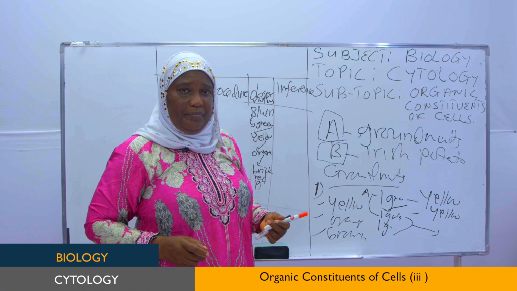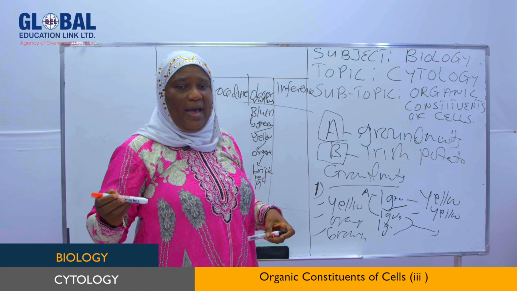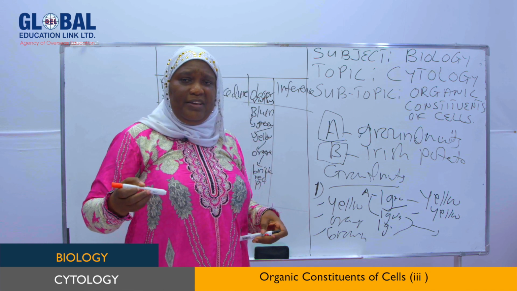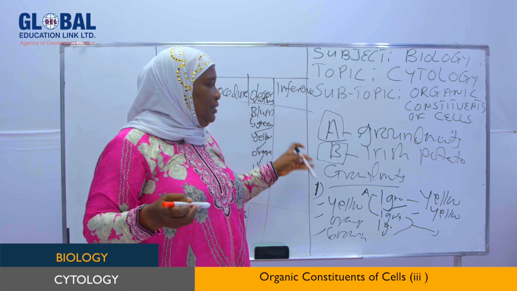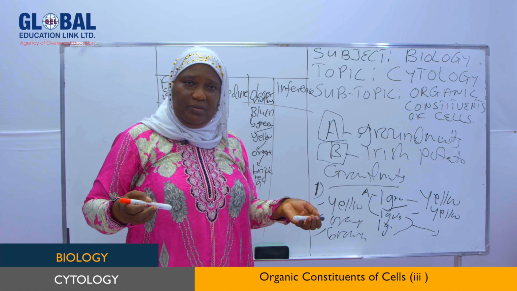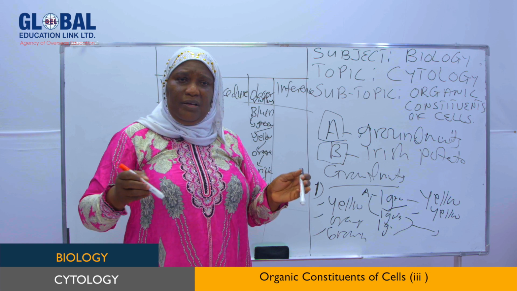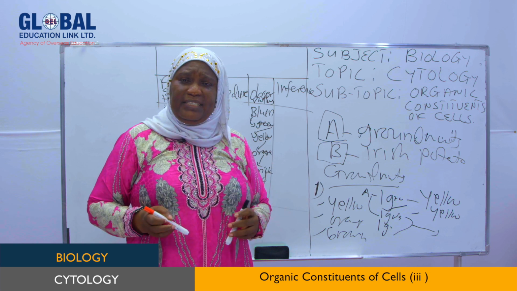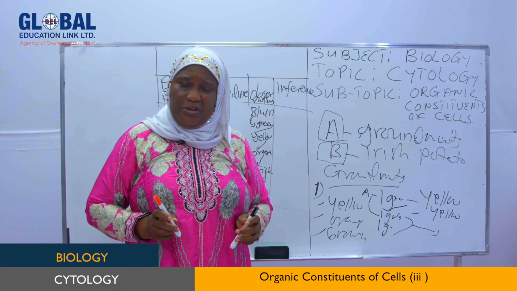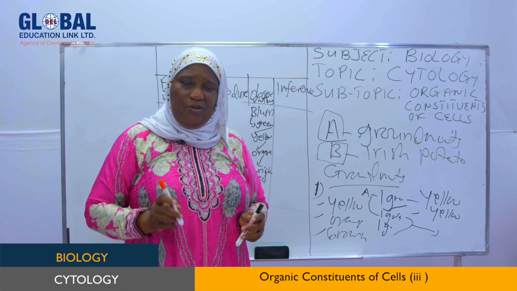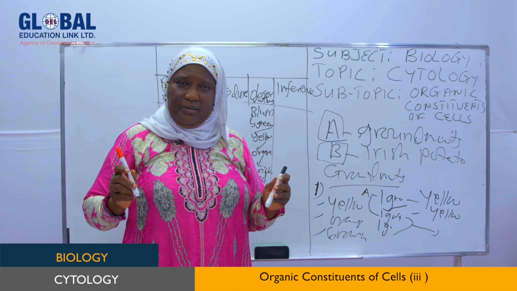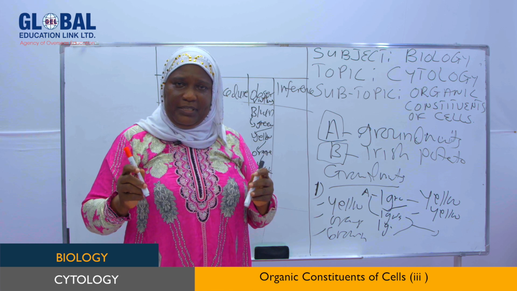But sometimes you may test reducing sugar and you will end up with a brick-red color. And you will test non-reducing sugar, you will also end up with a brick-red color. There, the criterion of color intensity cannot be used. You are required to use another criterion. And that criterion is what? Amount of precipitation. Amount of precipitate.